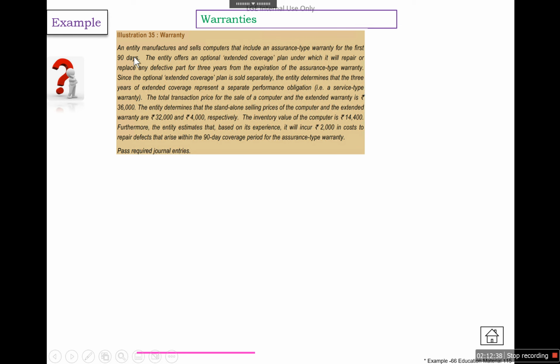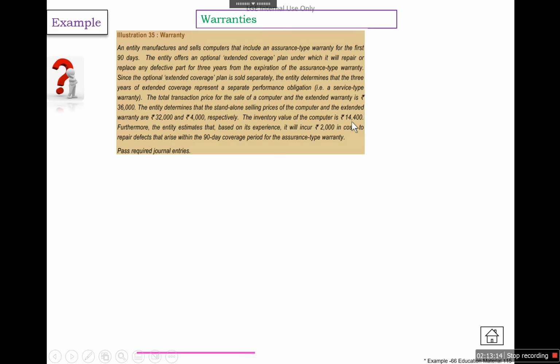For example, an entity manufactures and sells computers that include an assurance-type warranty for the first 90 days. The entity offers an optional extended coverage plan under which it will repair and replace any defective part for 3 years from the expiration of the assurance-type warranty. Since the optional extended warranty plan is sold separately, the entity determines that 3 years of extended coverage represents a separate performance obligation. The total transaction price for the sale of a computer and extended warranty is 36,000. The entity determined that the standalone selling prices of the computer and extended warranty are 32,000 and 4,000 respectively.